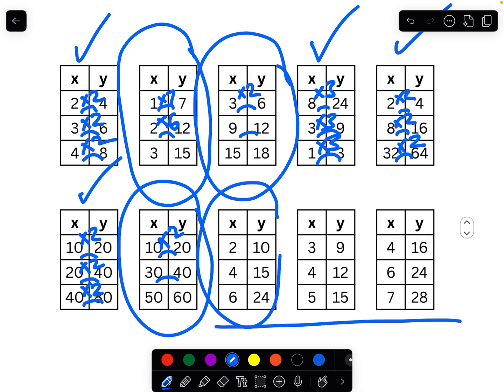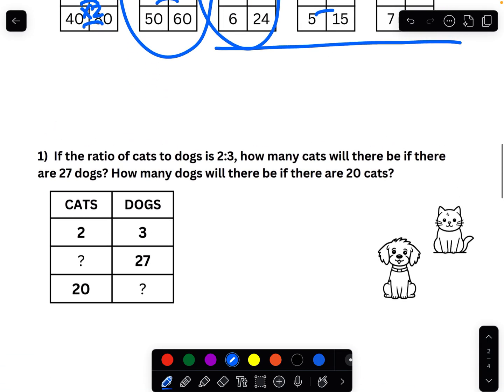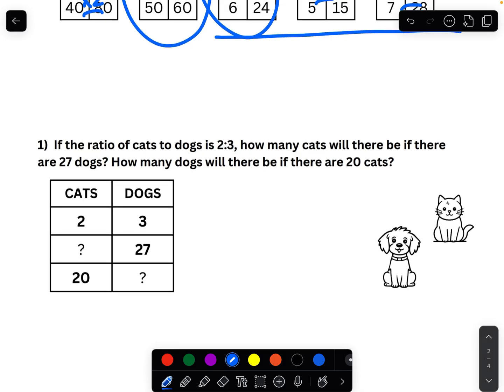If you thought to yourself, this table here, you would be correct. These are all times 3, these are all times 4, so these are proportional relationships. Now, this is a word problem that I gave to my class. It says, if the ratio of cats to dogs is 2 to 3, how many cats will there be if there are 27 dogs? And how many dogs will there be if there are 20 cats?